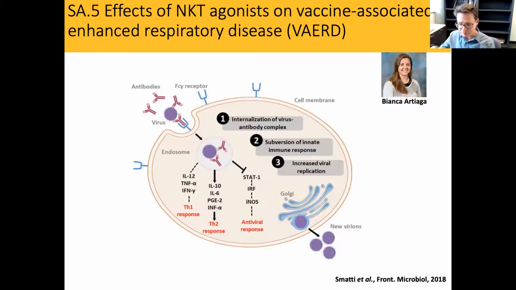So this type of enhancement, of course, is a major concern for vaccine developers, because although it's rare, when it does happen, it's very dangerous. Because of our previous results, we wanted to find out if NKT cell agonists used as adjuvants could trigger this very dangerous phenomenon called VAERD.